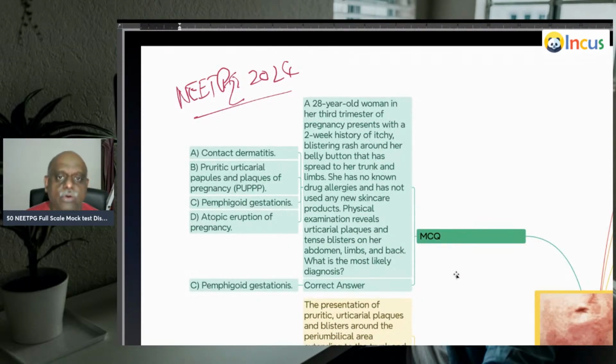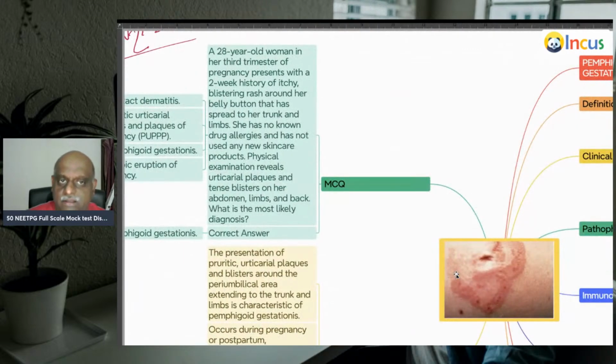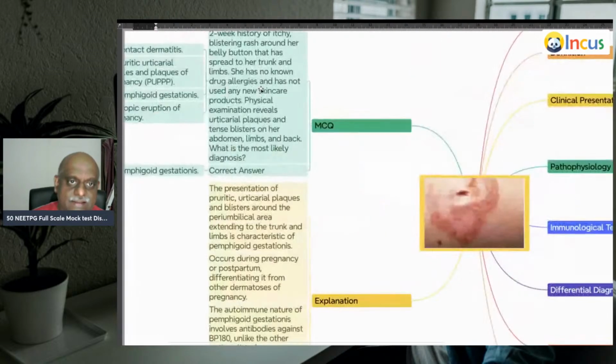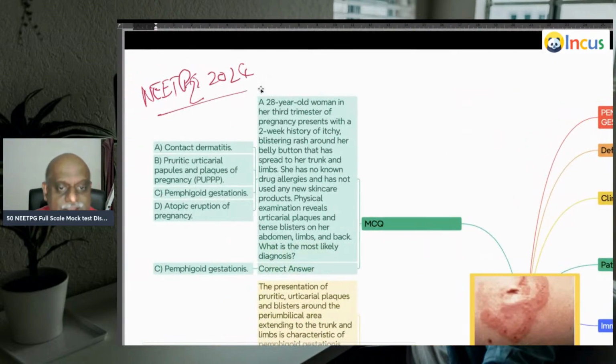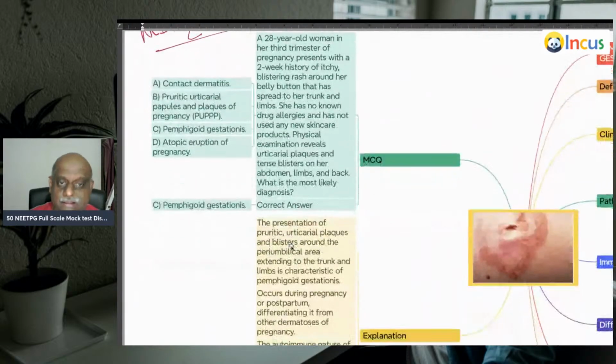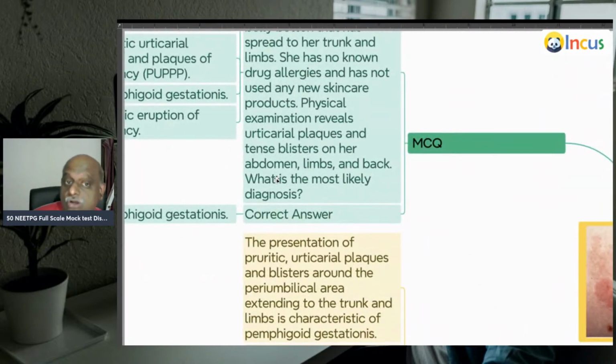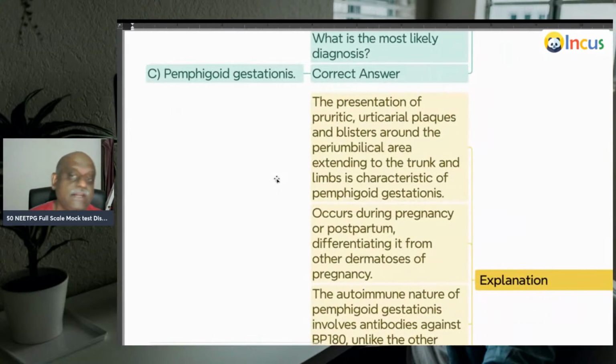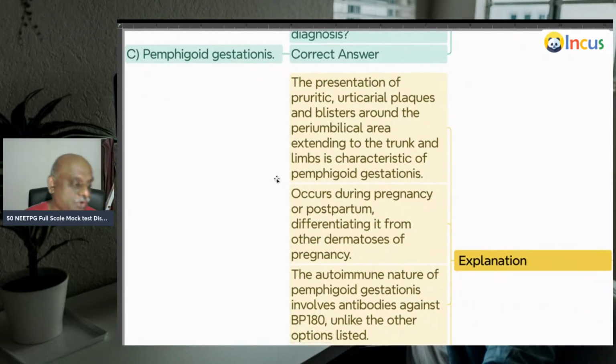A 28-year-old woman in her third trimester of pregnancy presents with this periumbilical rash. She has no history of any allergy. There are urticarial plaques and tense blisters on her abdomen. So it is a pemphigoid gestationalis. How did you conclude pemphigoid gestationalis, doctor?